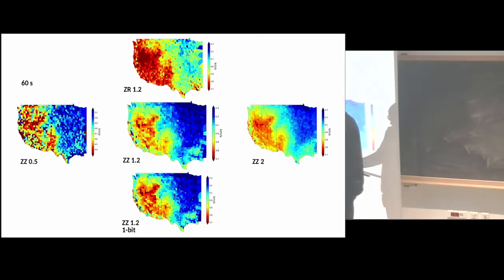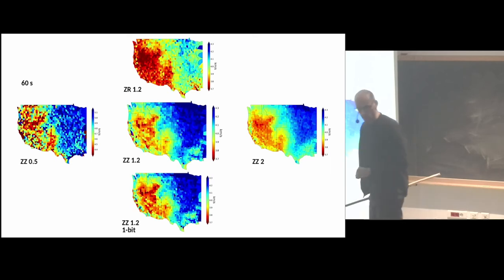This has been done, I should have mentioned, with fairly standard noise processing. So there's nothing fancy going on. This was a 3 times standard deviation clipping. This was 1-bit clipping. So you see, of course, there's some variability, but the main features are robust. And also ZZ seems to be, at these very long periods, more robust than the ZR component data.